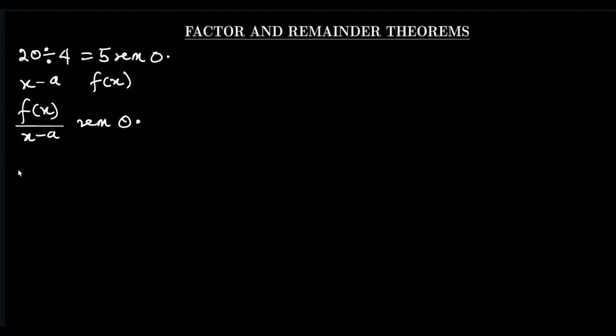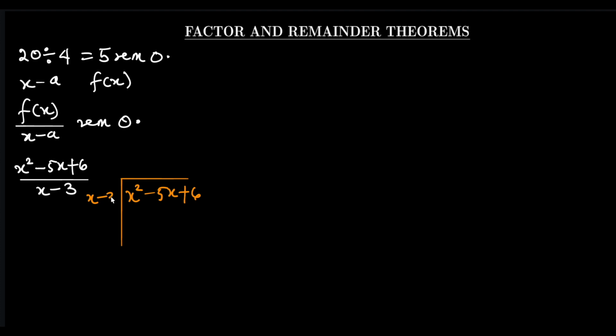Take for instance, if you have x squared minus 5x plus 6 divided by x minus 3. The normal way we would have done this is to perform a long division. X squared minus 5x plus 6, and here we have x minus 3. Then we say x in x squared is x. Then you go back to multiply that, you have x squared minus 3x. When you subtract, this becomes a negative 2. Let's drop down the 6 right here.